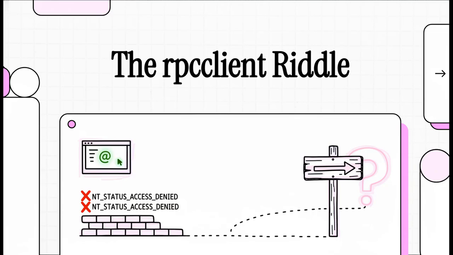All right, let's talk about something that drives us all crazy. You know the drill. You get a connection with RPC client, you see that beautiful prompt, and you think, I'm in. And then, boom. Every single command you try gets smacked down with NT status access denied. It feels like you've hit a brick wall. But what if I told you that's not a wall? It's actually a signpost pointing you in the right direction.